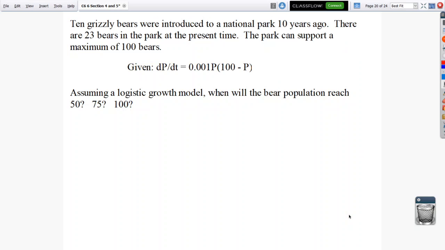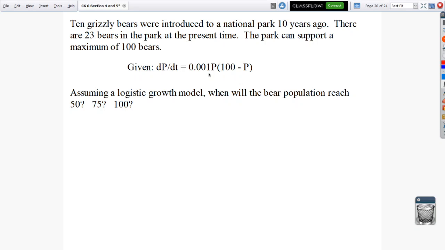So let's see. I think I have a situation here. 10 grizzly bears were introduced to a national park 10 years ago. There are 23 bears in the park at the present time. The park can support a maximum of 100 bears. Since I know that I have a maximum of 100 bears, I know that M is equal to 100. I can actually mine this information to find out that my k is 0.001.